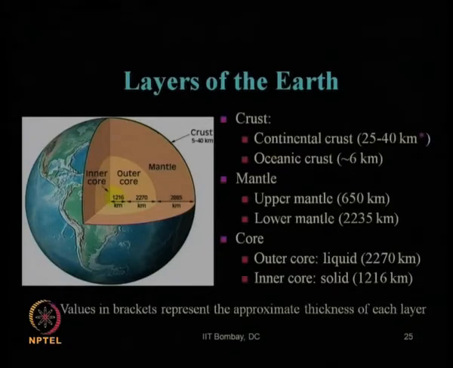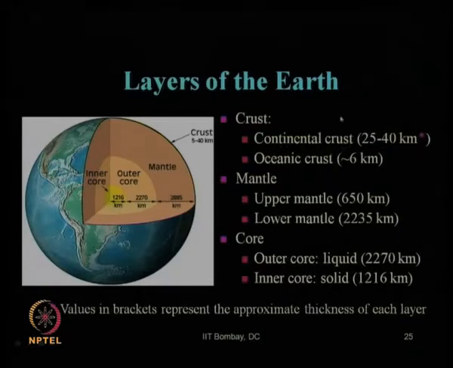The various layers of the earth are defined in three major categories. One is called the crust, another is called the mantle, and another is called the core of the earth. Now, the crust can be subdivided into two different types. One is called the continental crust. The thickness of the continental crust is typically about 25 to 40 kilometers from the ground surface. So, you can see from the ground surface, the crust is from 5 to 40 kilometers to cover all the ranges of crust.